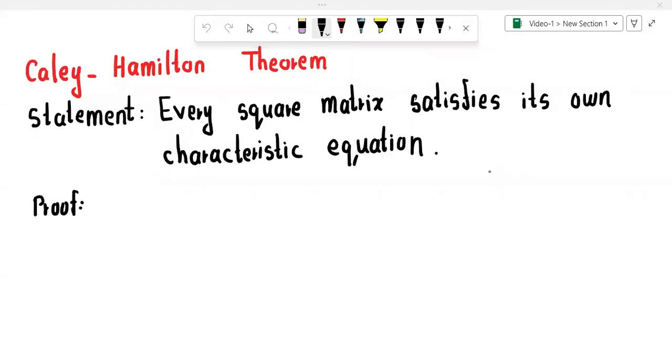Cayley-Hamilton theorem. The theorem states every square matrix satisfies its own characteristic equation. The proof is as follows. We will try to prove the theorem for a third order square matrix, and it can be easily seen that in the same way, you can prove the theorem for square matrices of any order.